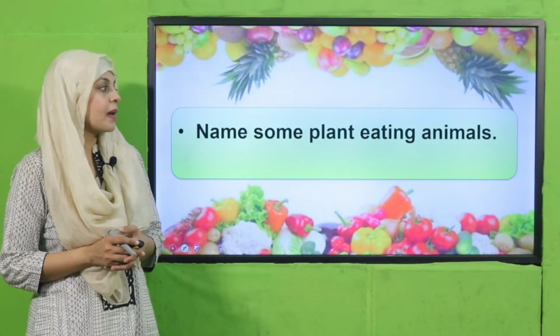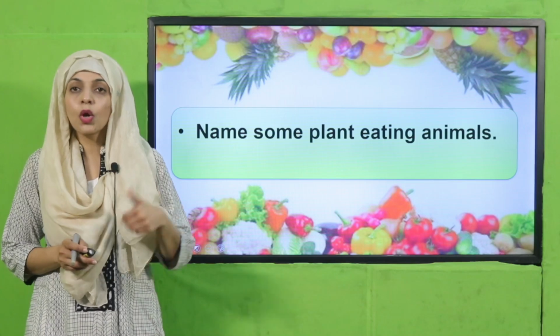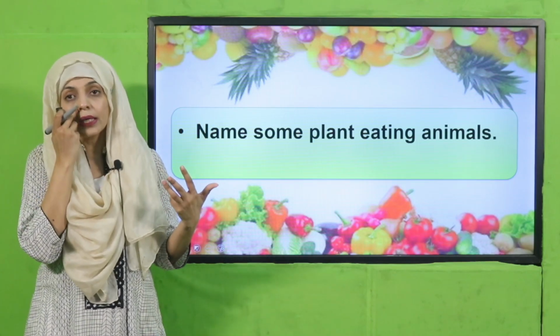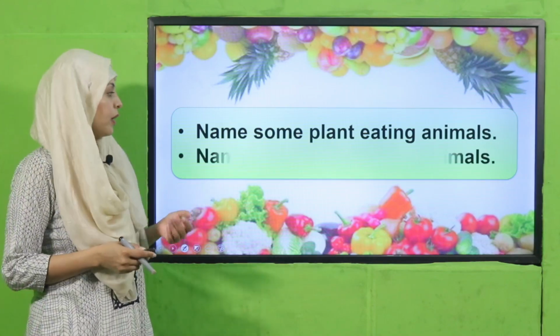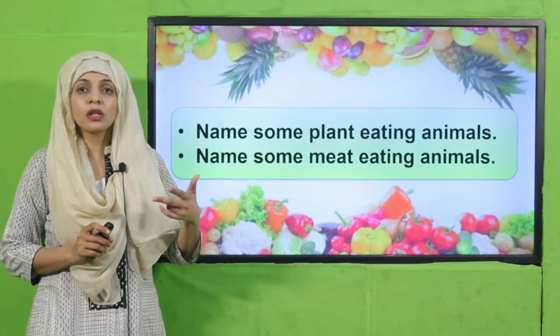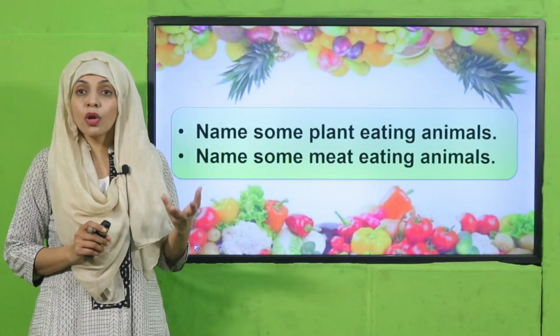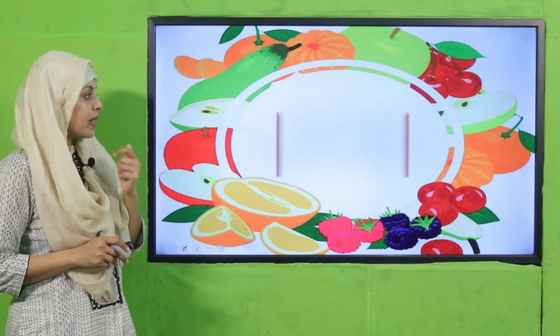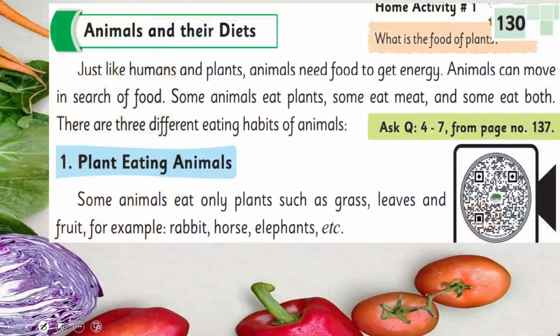Quickly tell me, name some plant-eating animals. Goats, rabbits, cows, deer, they all feed on plants. Very good. Now name some meat-eating animals. Cats, dogs, lions, wolves, they all feed on meat or other animals. So my dear students, now is the time for reading. I request you all to please open page number 130 in your GK3 books.